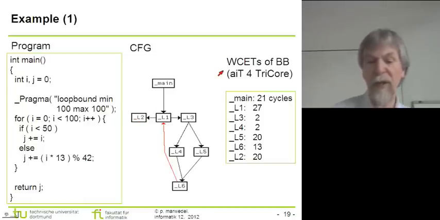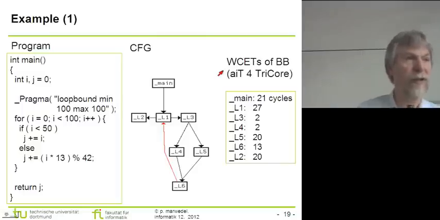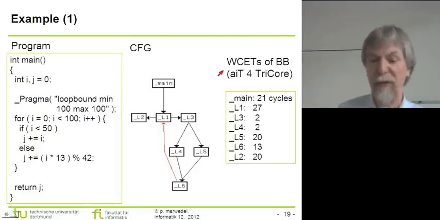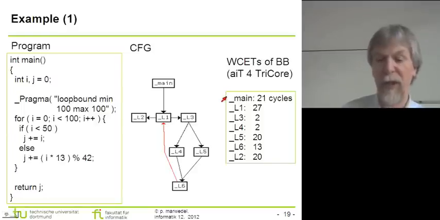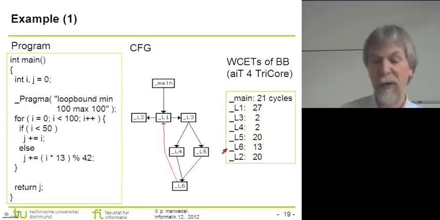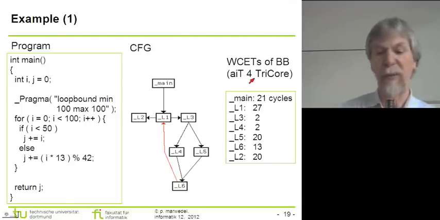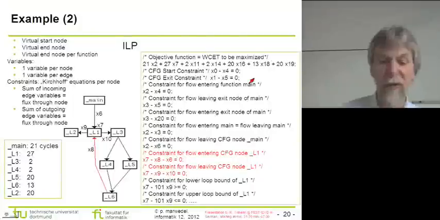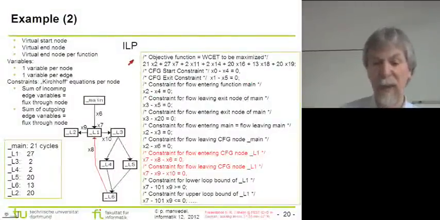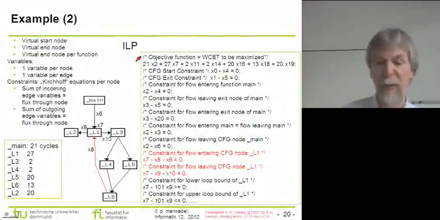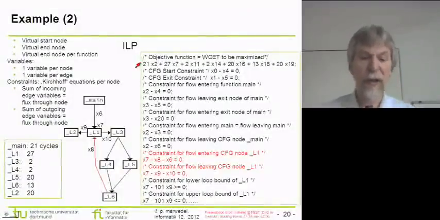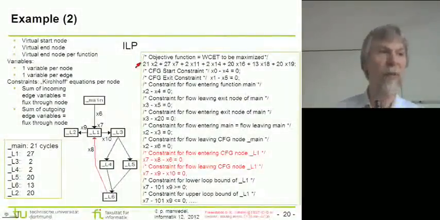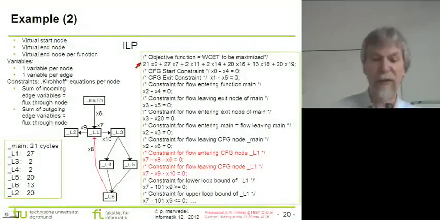Now, using AIT, we can compute the worst case execution time for each of the blocks. And this is, for example, what AIT would compute for these different blocks for the Tricore. Tricore is a processor which is used in the automotive domain. Now we can model the worst case execution time as an ILP problem. And this is what we have to do for this purpose. First of all, we are using an objective function which is reflecting the worst case execution time.